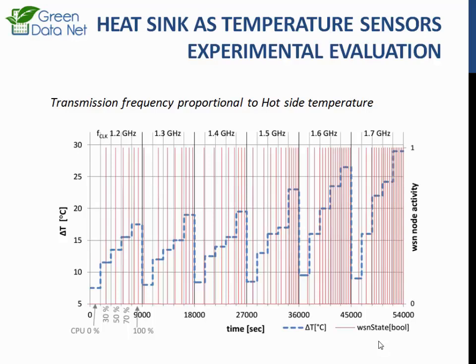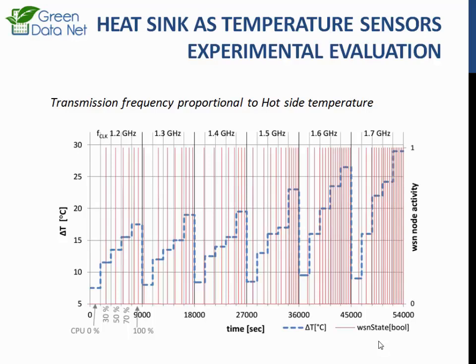Of course, the higher the frequency and the higher the utilization, the more power you can collect, and so you can permit a very high rate of sending packets with your sensor node. With lower frequency or underutilization of the processor, the energy that you can harvest is not so much, so you have to wait enough time to collect energy to send the packet with your sensor node.